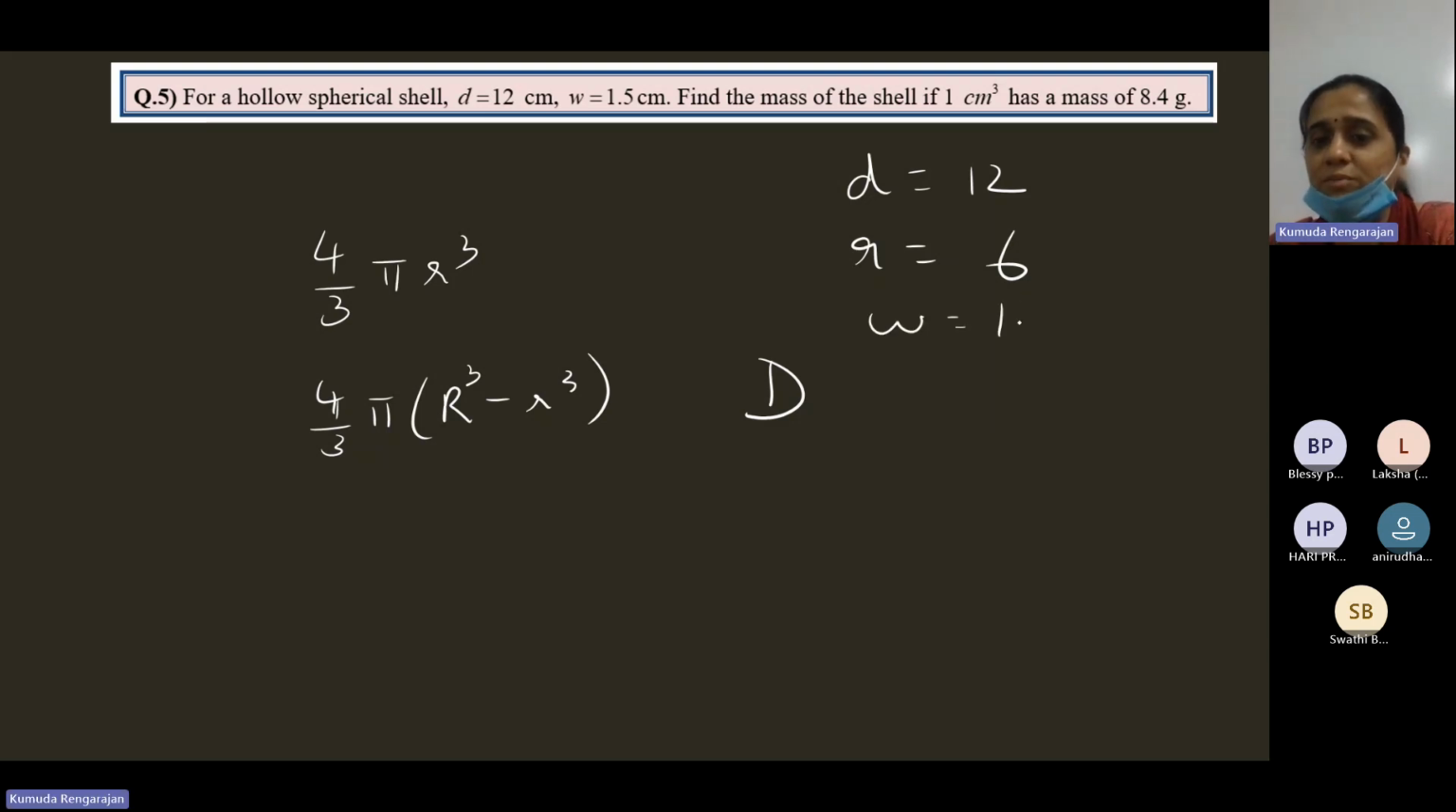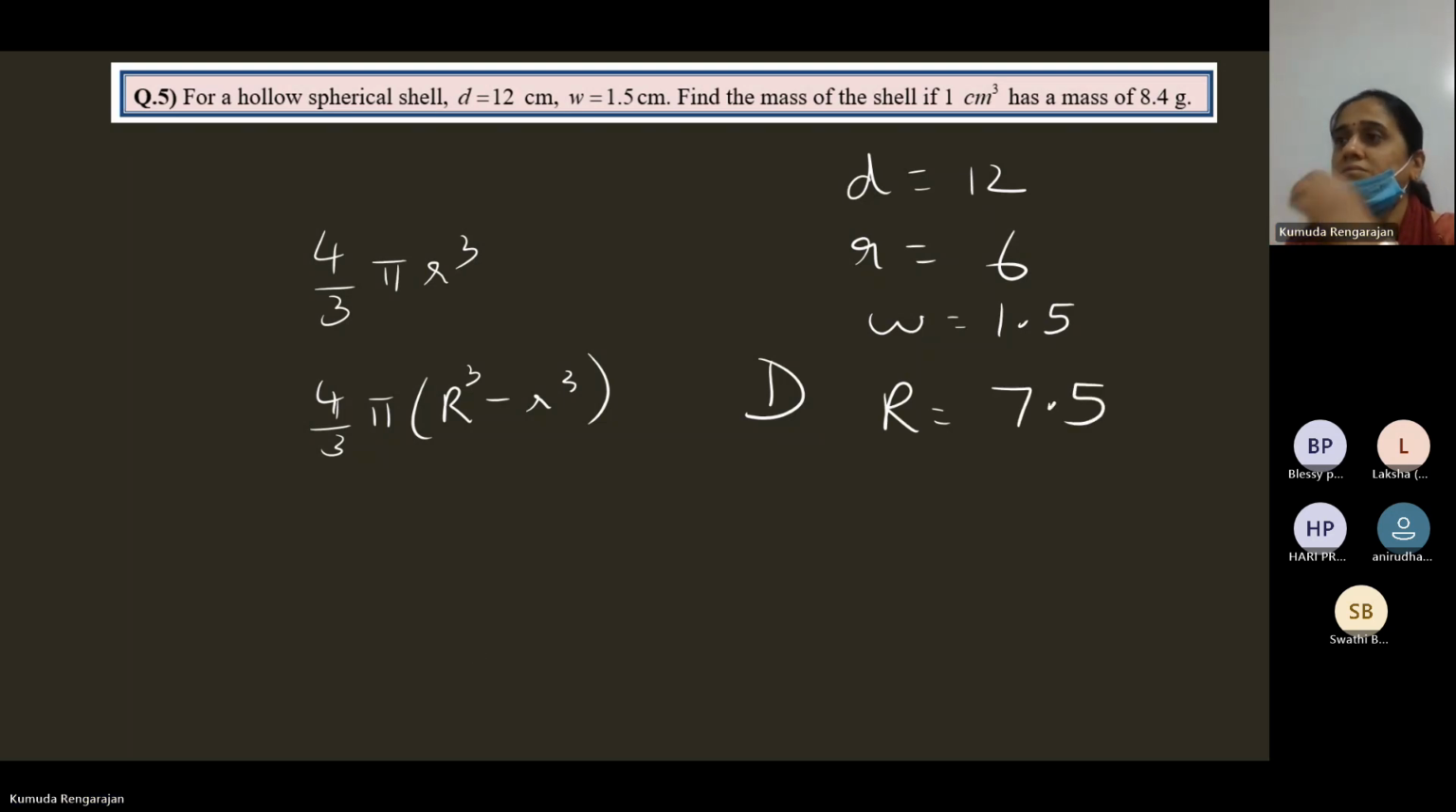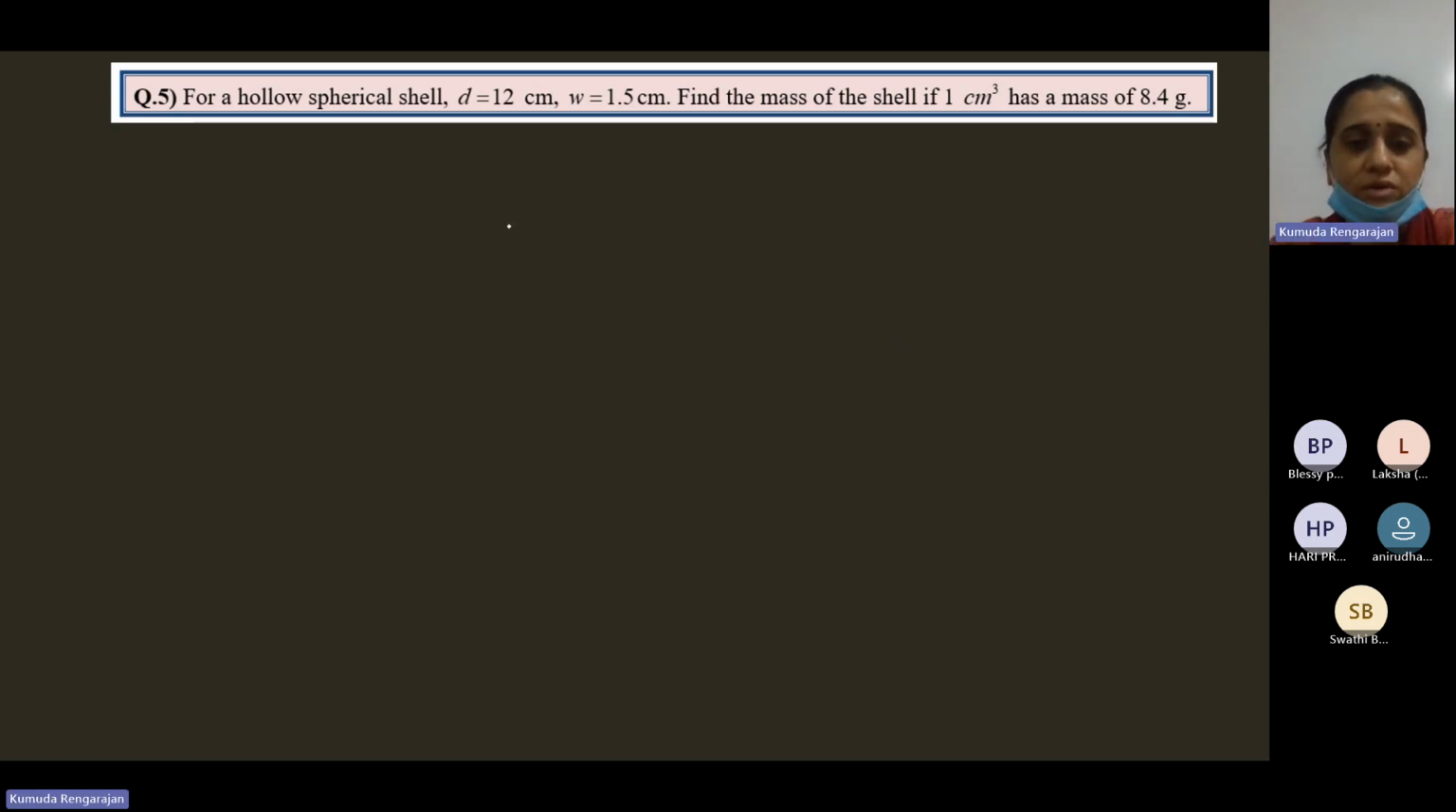What is the width? 1.5. So what is capital R? 6 plus 1.5, 7.5. To the diameter, don't add or subtract anything. To the radius, the inner radius is 6, and the thickness is 1.5. So this is the external radius: 6 plus 1.5, which is 7.5. The internal radius plus the thickness will be the external radius. It's always this one only.